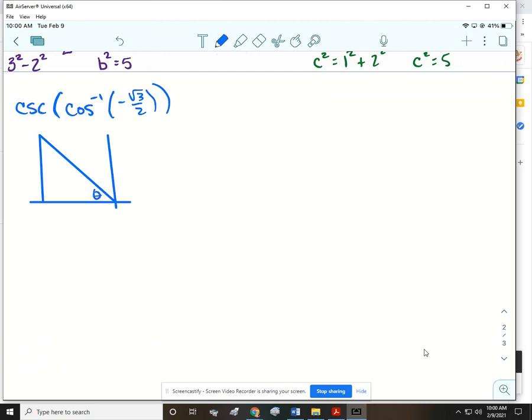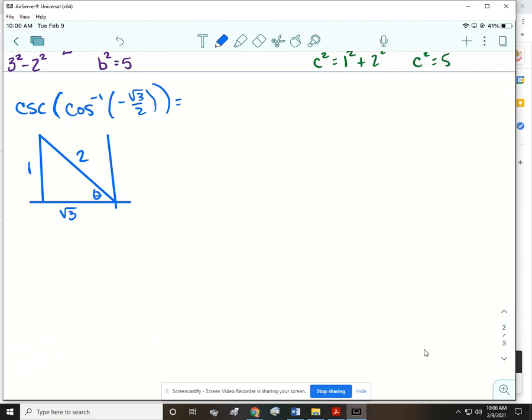There's my theta. All right. Now the cosine is the square root of 3 over 2. So the adjacent is the square root of 3. The hypotenuse is 2. This is a special triangle. We've actually used this a whole lot. So I hope you guys already know that this is a 30-60 triangle. So that means that opposite side is 1.